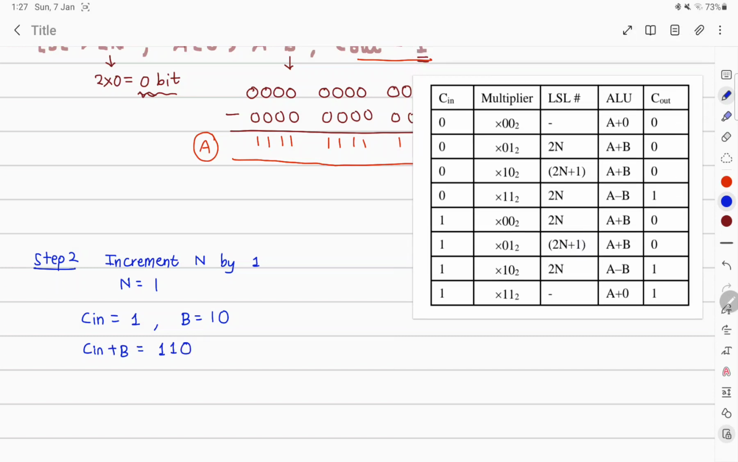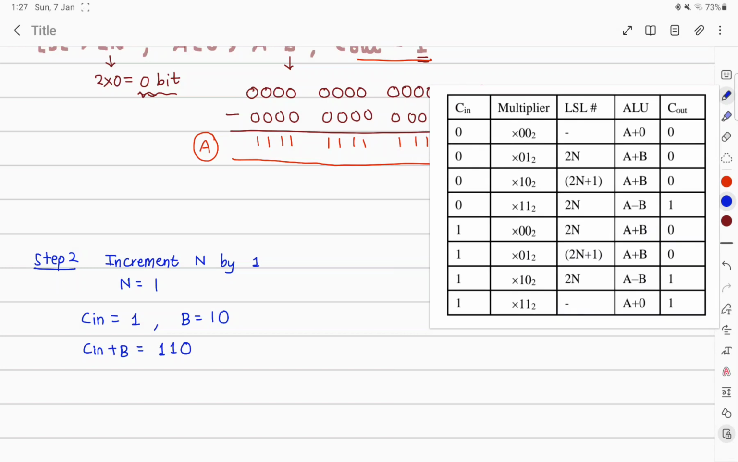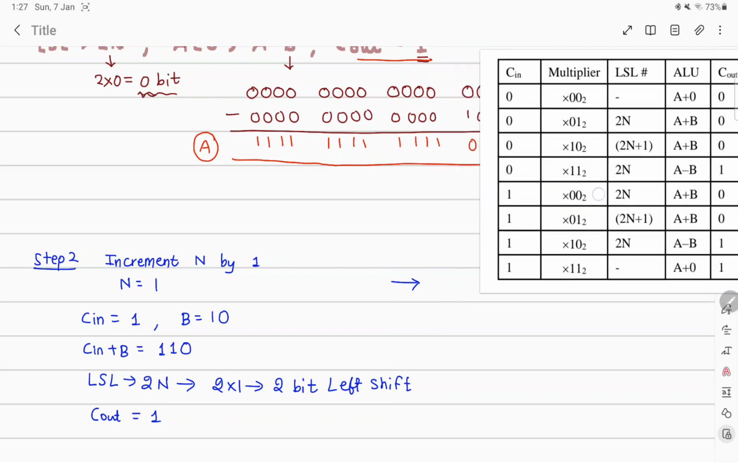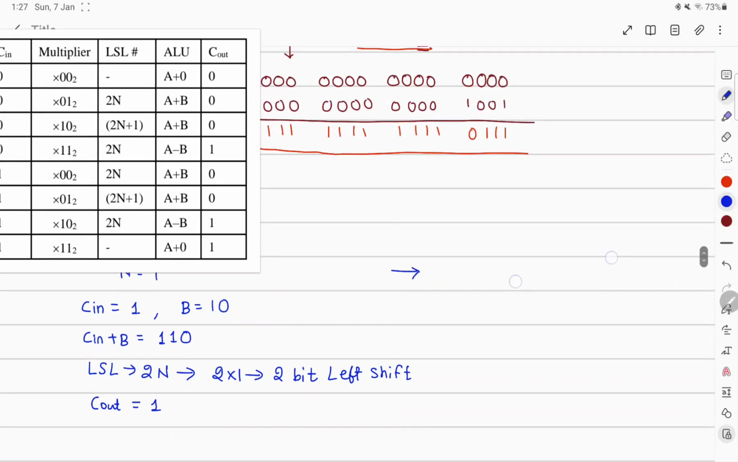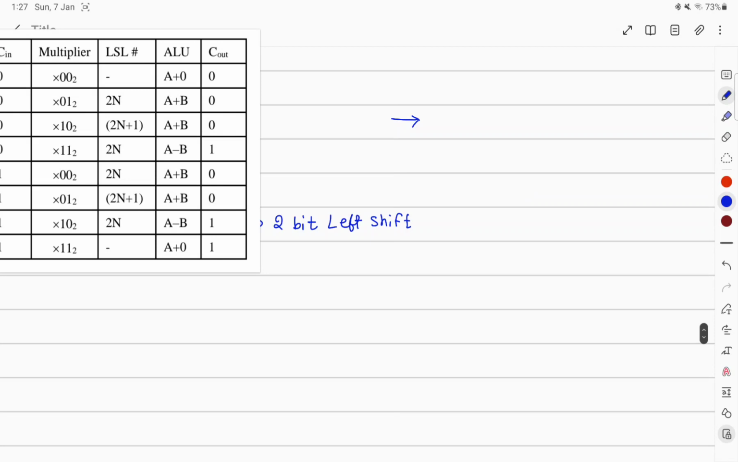So now for 1 1 0, where you can look in the table, 1 1 0, that is LSL is 2n. That means 2 into 1, that means 2 bit left shift. Logical left shift. Okay, what is the C out again? C out is 1. That is the case. Now you can copy the previous A, okay, and do the left shift by 2 bit.